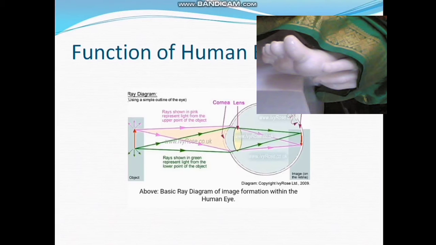Dear students, in the function of the human eye, a ray diagram is given. This ray diagram is not included in your syllabus. This ray diagram is only for informative purposes. It is not there in your syllabus.